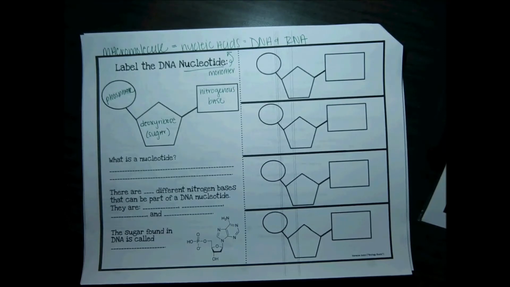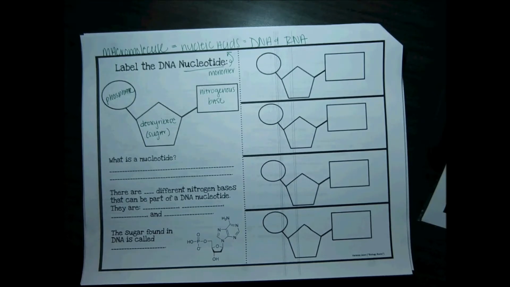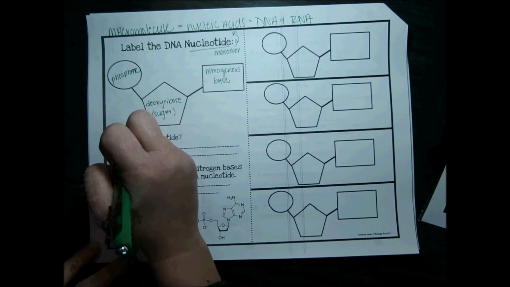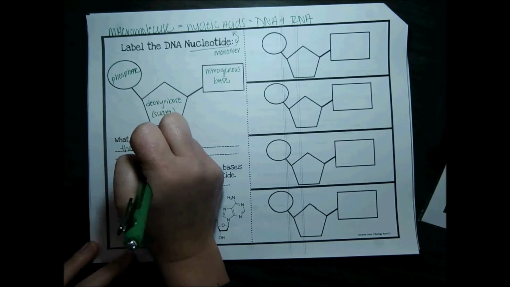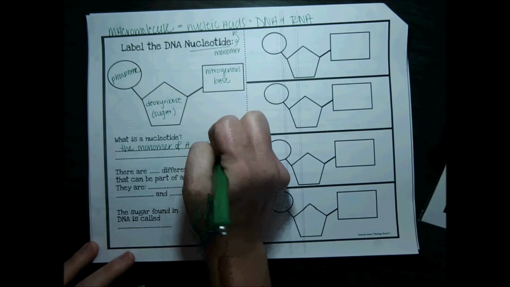Now, before I've always referred to this as the pool, the house, and the garage. So the pool, the phosphate, starts with a P. The house is where you keep your sweets, like the stuff that you eat. And then it has like this little garage over on the side here. So like we've added up here already, the nucleotide is the monomer of a nucleic acid.